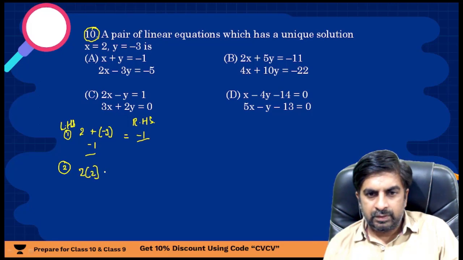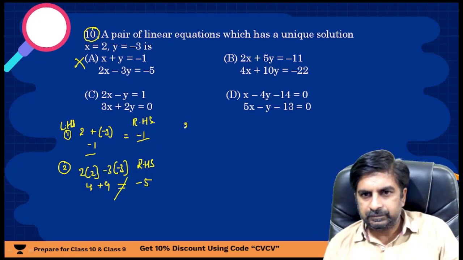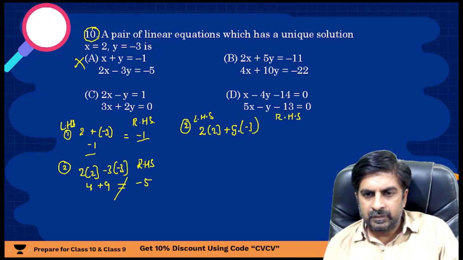2 into 2 minus 3 into minus 3. So here you will get 4 plus 9, and RHS is minus 5. Are these matching? No, these are not matching, so this will not work. So the first is not possible. Let us go with the second, B. LHS: 2 into 2 plus 5 into minus 3, and RHS is already given to you, minus 11. So let us see, 4 minus 15 is minus 11. Okay, here also minus 11. So this is matching. So this condition is working.